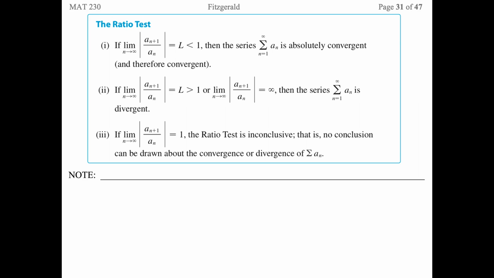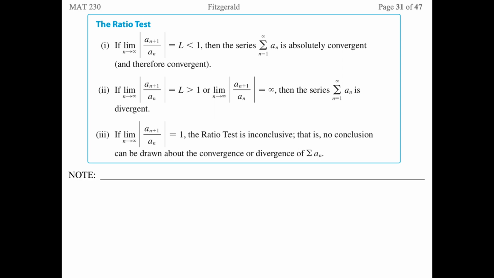Next, we're going to talk about the ratio test. A ratio test has three cases, 1, 2, and 3. In all three cases, you start out taking the limit as n approaches infinity of the absolute value of the sequence function a sub n plus 1 divided by a sub n. So you have to put in the n plus 1 binomial for all the n's in that sequence function and divide it by the original a sub n sequence function.